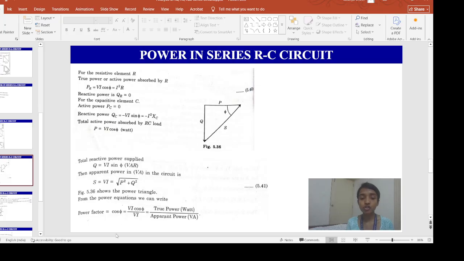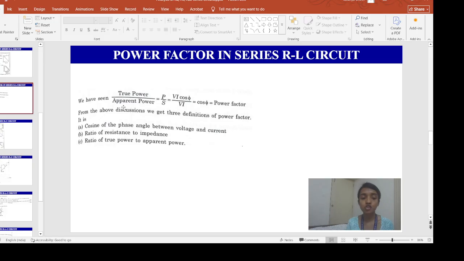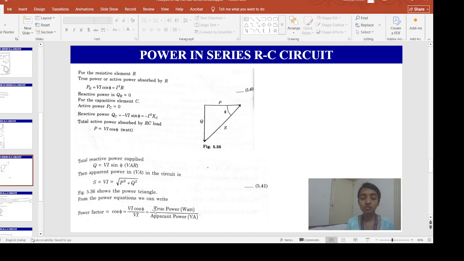And power factor, how do we calculate? We have seen it here: it is true power by apparent power. True power is VI cos phi, apparent power is VI. True power's unit is watt and apparent power's unit is volt ampere.